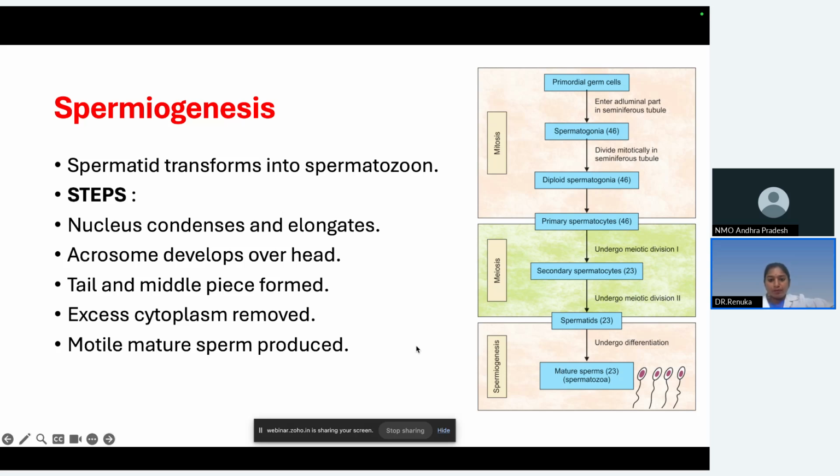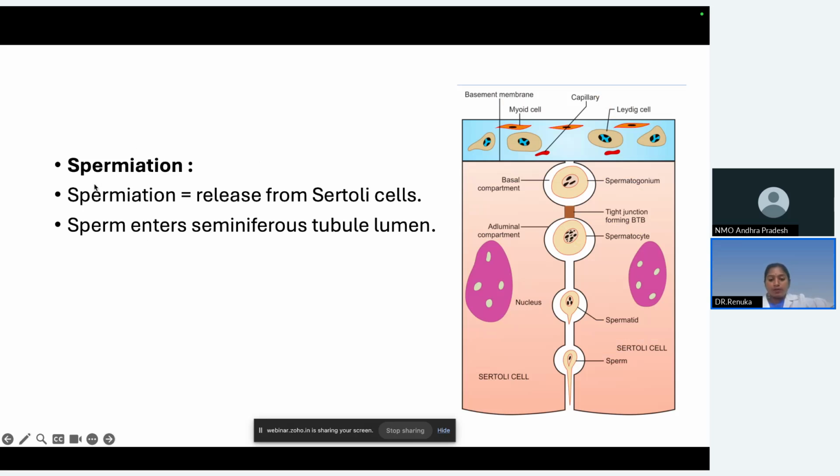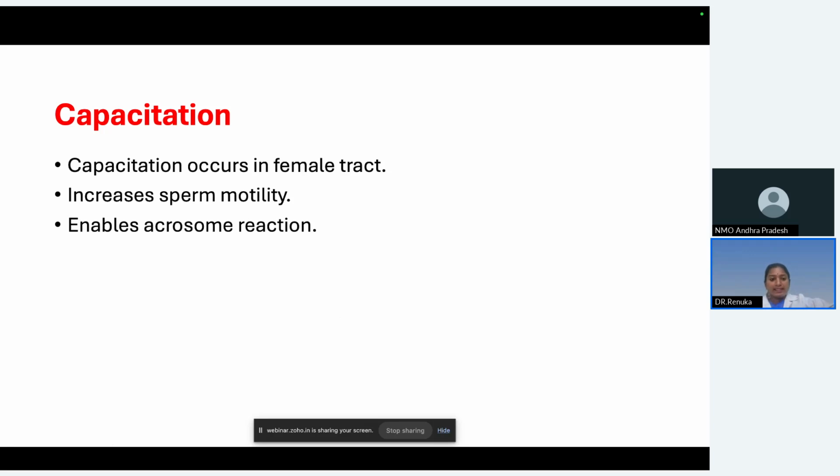Okay. Next, coming to spermiation. What is spermiation? See, here you can see these Sertoli cells cover the sperm. They protect the sperm. Once the spermatid is completely transformed into spermatozoa, that completely formed spermatozoa is released from the Sertoli cells. That process is called spermiation, and from here it enters the lumen of the seminiferous tubule.